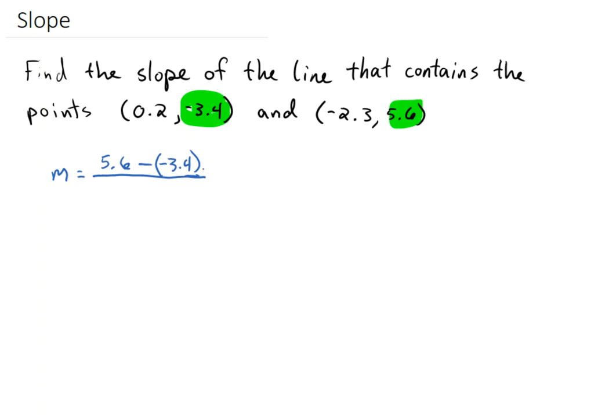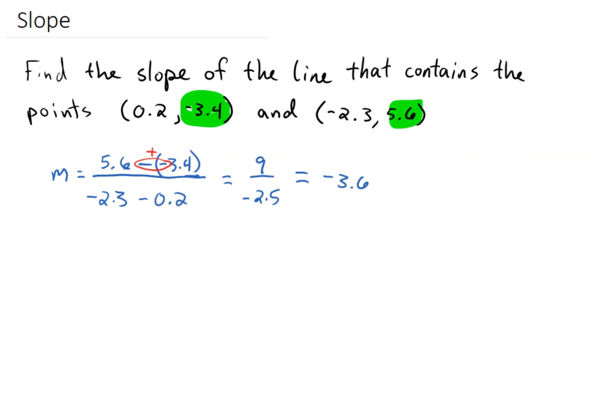So in the denominator, if we put the 5.6 first, we have to also put its partner first. So -2.3. And we're going to subtract the 0.2. Once you do that, you just do the math where we're going to use our double negative as a positive. So that gives us a 9 on top and a negative 2.5 on bottom. And then when I divide those, we get that it equals negative 3.6.